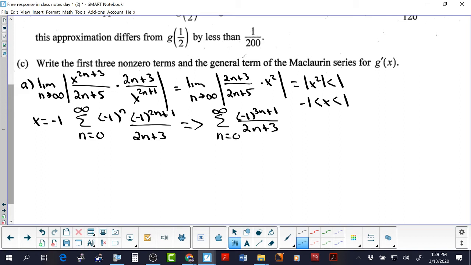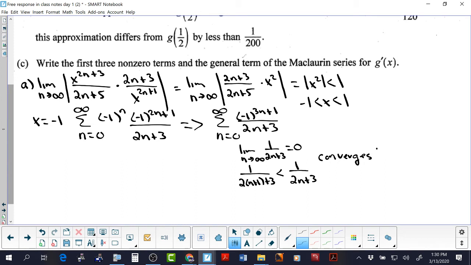Well, that does alternate, because if you plug in 0, you get 1. You plug in 1, you get 4. You plug in 2, you get 7. This does alternate. And we can say that the limit as n approaches infinity of 1 over 2n plus 3 is equal to 0, and 1 over 2 times n plus 1 plus 3 is less than 1 over 2n plus 3. So we can say it converges by the alternating series test.